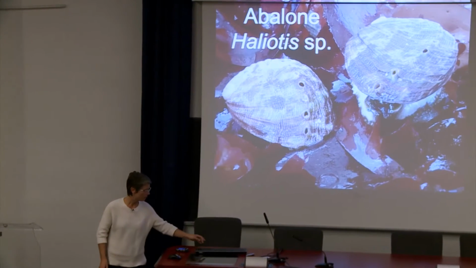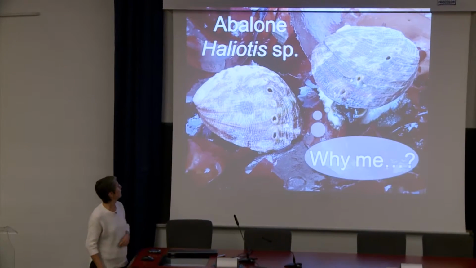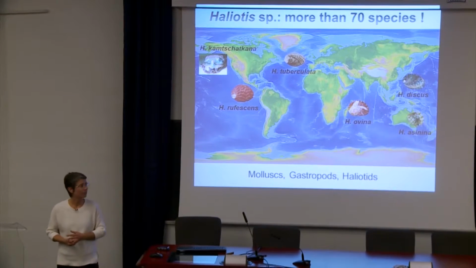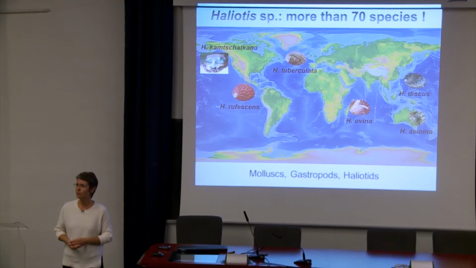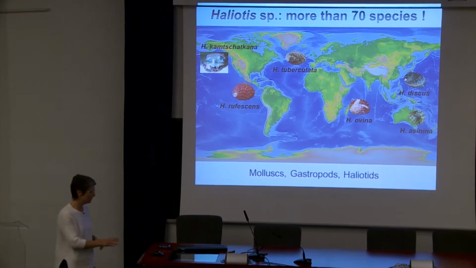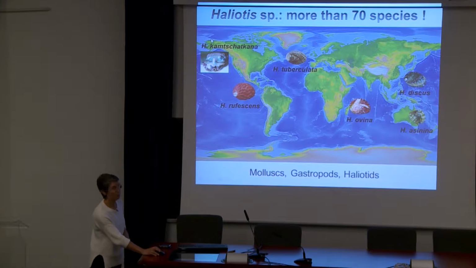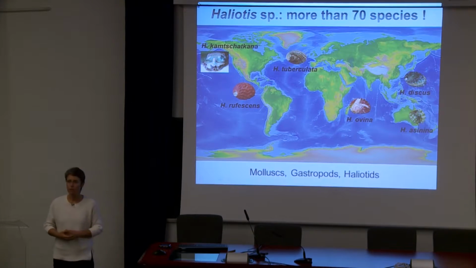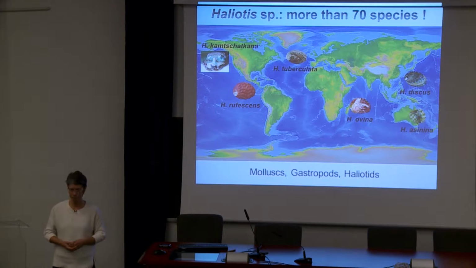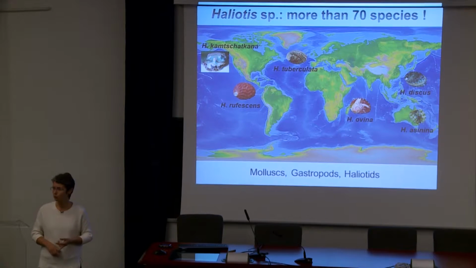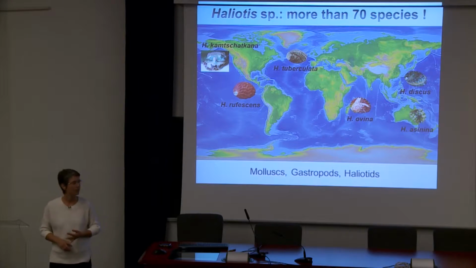But first, why work on this gastropod? The Haliotis genus comprises more than 70 species worldwide, living in temperate, tropical, and cold waters. It includes also 50 species of commercial interest for aquaculture. In addition, its shell has a large variety of shape, color, microstructure, and composition.